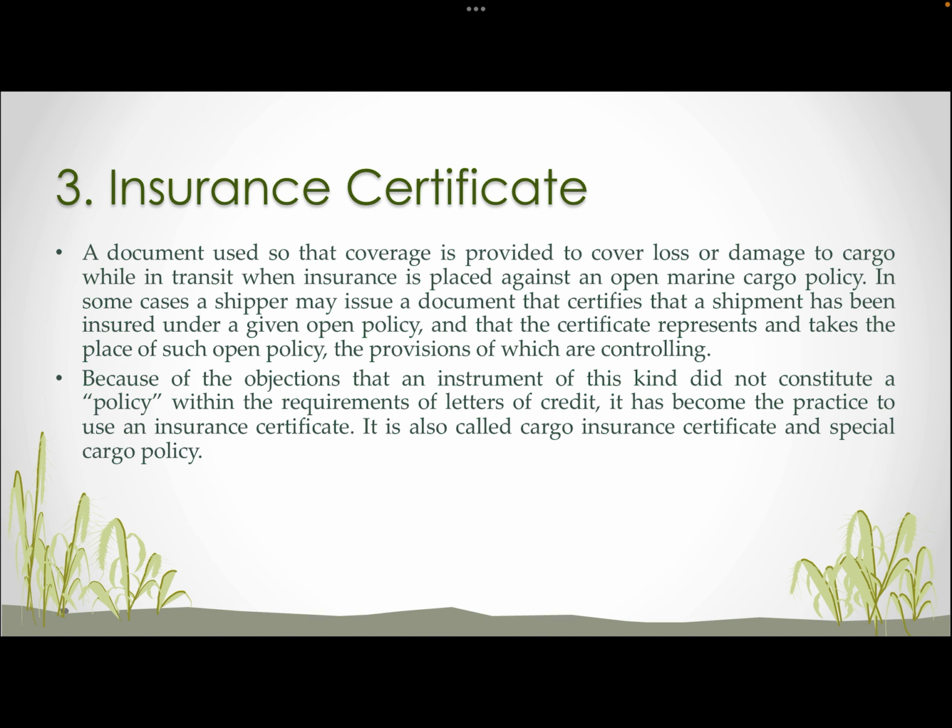The third one is insurance certificate. This is a document used so that coverage is provided to cover loss or damage to cargo while in transit when insurance is placed against an open marine cargo policy. In some cases, a shipper may issue a document that certifies that a shipment has been insured under a given open policy, and the certificate represents and takes the place of such open policy.